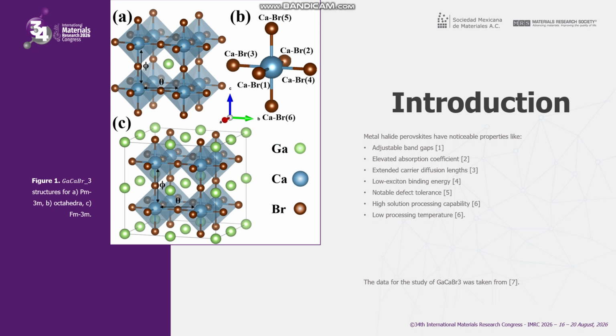As for this study, we decided to work with gallium calcium bromide 3, which is illustrated in figure 1. In this material, it's mainly present in the Pm3m structure with its characteristic octahedra shown in B of the figure, and in C we can see the Fm3m structure.